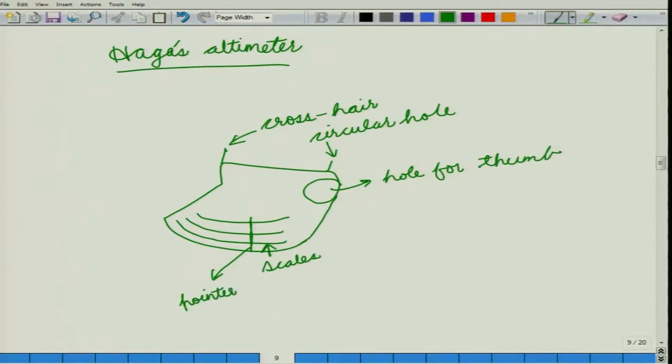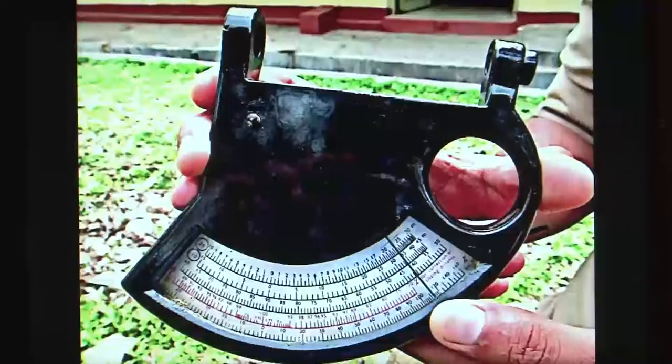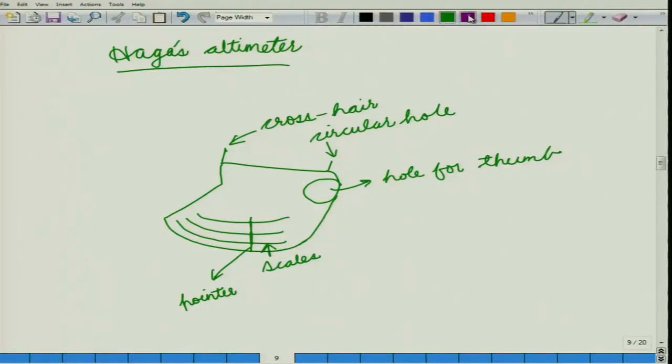Now, if we go back to the slide again, as you can see, on the left side you can see a small button that is right beneath the crosshairs. There would be two buttons actually. So you'll have one button here and the other button here. So there are two buttons. We'll see it in another picture.